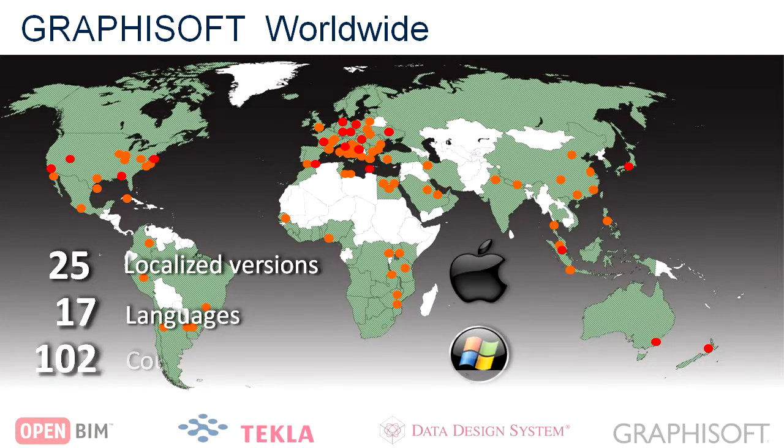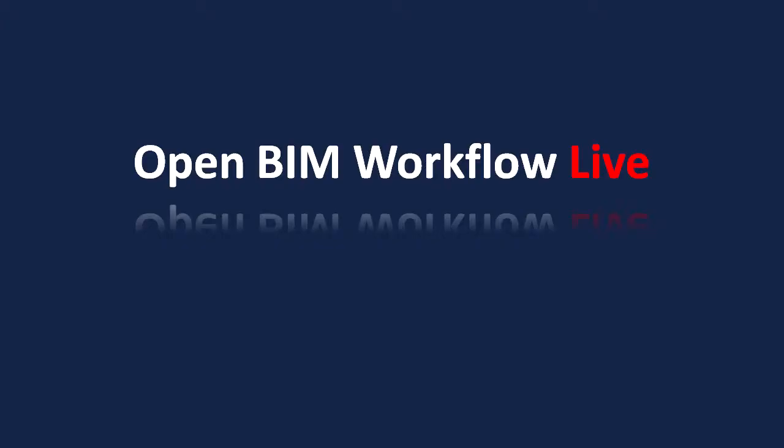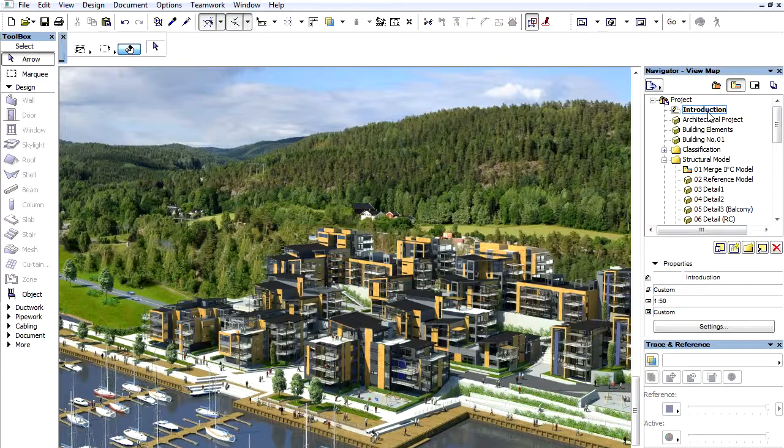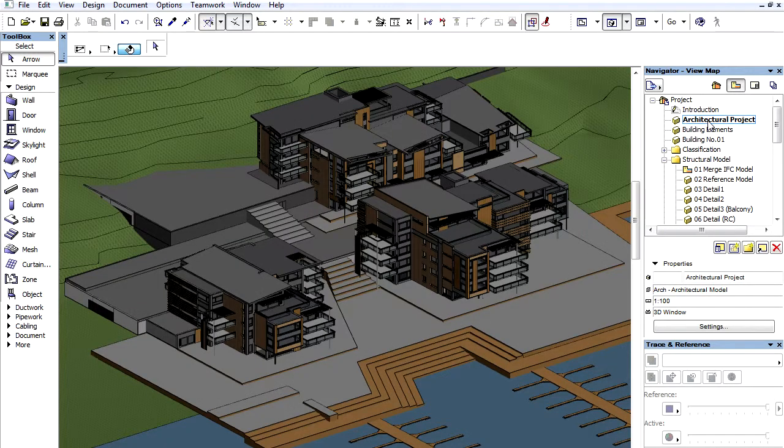In addition, ArchiCAD is the only true BIM application running on both the Apple Macintosh and the Microsoft Windows operating systems. Now let's see the OpenBIM workflow in action, starting with Graphisoft ArchiCAD. Here you can see a 3D view of the entire architectural project in ArchiCAD. We can use the full model for data exchange with other applications, but this live presentation will be done for one building part of this residential project.